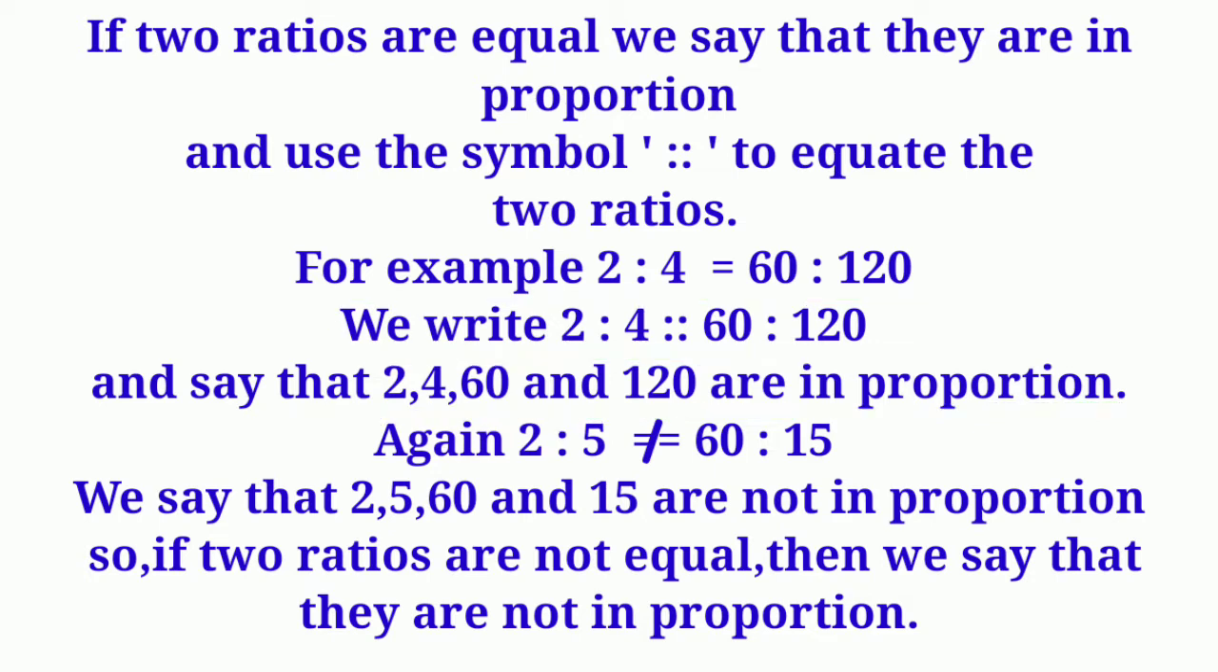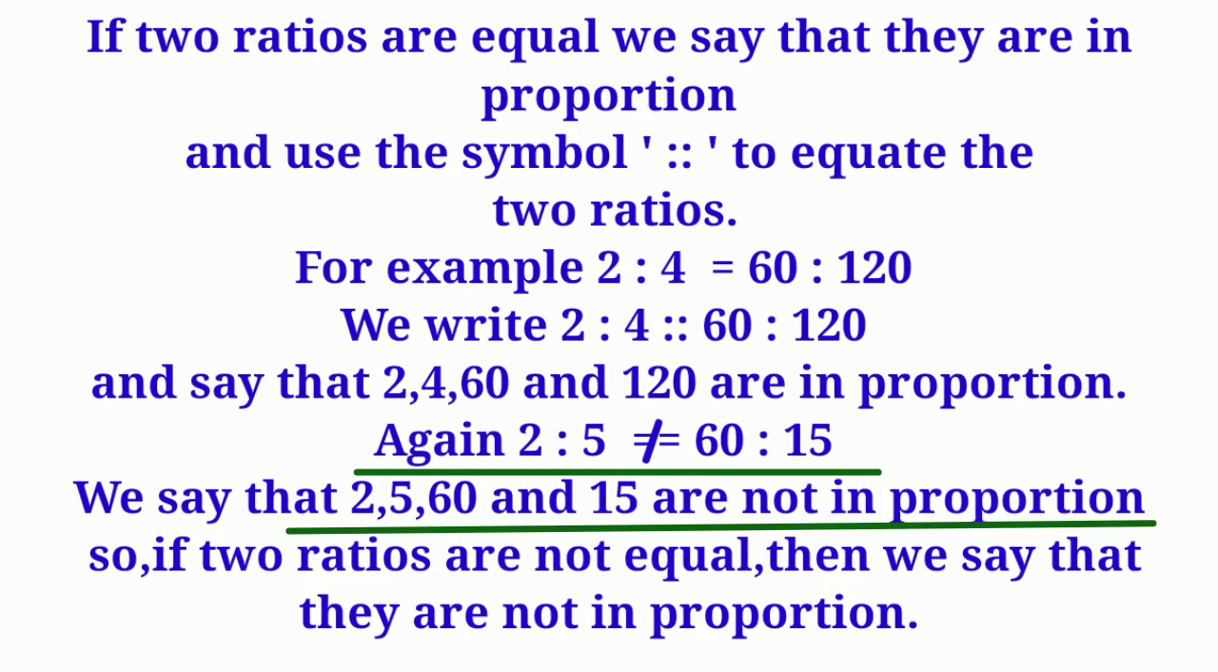ഇനി രണ്ട് റേഷ്യോസ് ഈക്വൽ അല്ല എങ്കിൽ 2 is to 5 is not equal to 16 is to 50. We say that 2, 5, 60 and 15 are not in proportion.